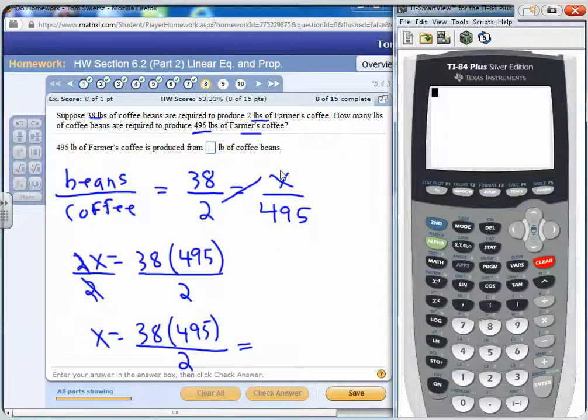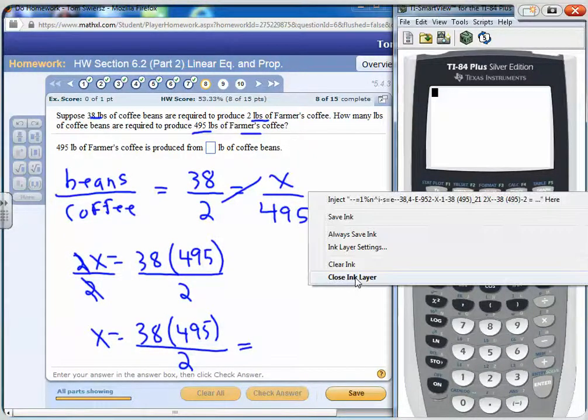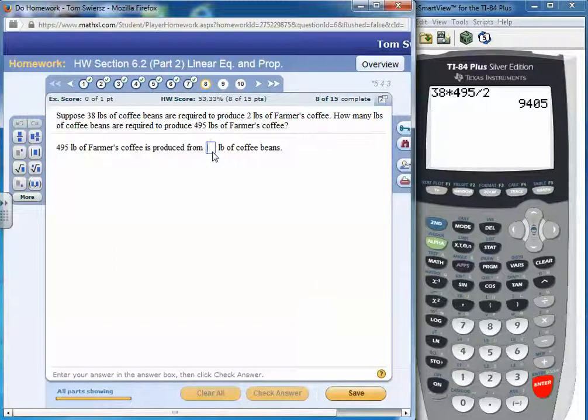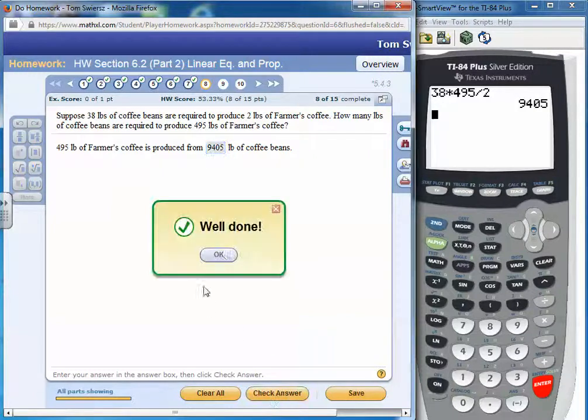Again, we can go ahead and do this on our calculator. So we'll do 38 times 495 divided by 2. And we would need 9,405 pounds of coffee beans.